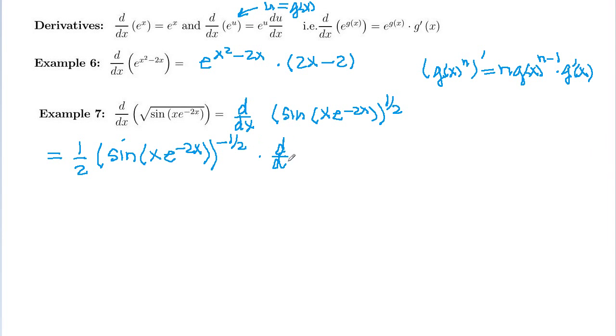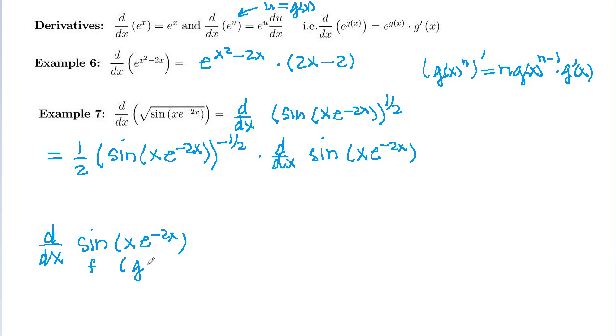And then times the derivative of the inside. So the derivative with respect to x of this inside function, sine of x e to the negative 2x. Well, let's pull this derivative off, and let's do that separately. So down here, let's do the derivative with respect to x of sine of x e to the negative 2x. So we're differentiating sine of a function. This is a composition, a derivative of f of g of x.